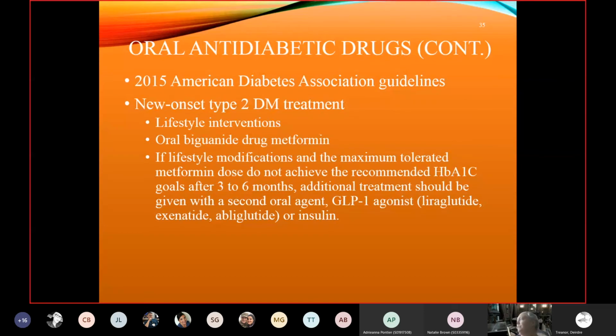So new onset type 2, you want to start with the lifestyle interventions. Usually you're going to start with biguanide, so you're going to start with metformin. And then if you do lifestyle modifications and the maximum amounts of metformin and A1C is not controlled in 3 to 6 months, then you're going to add the second medication.